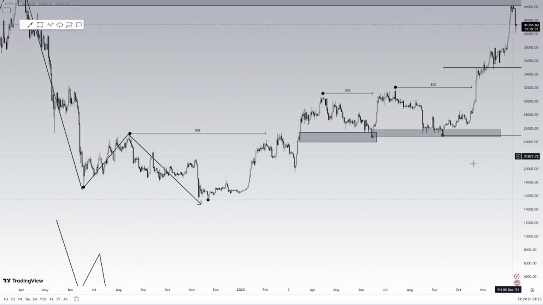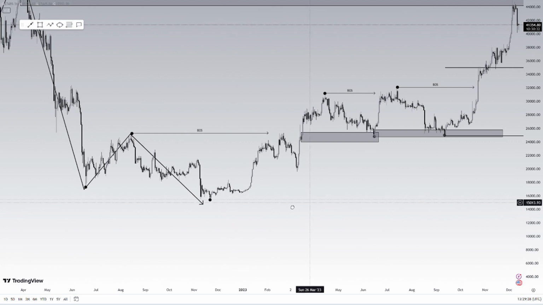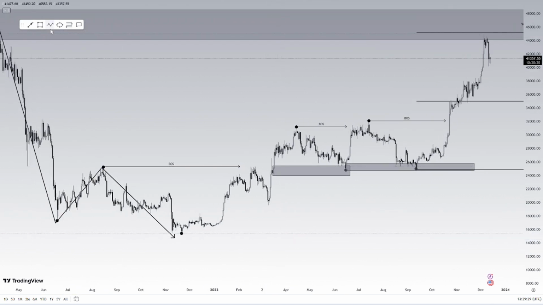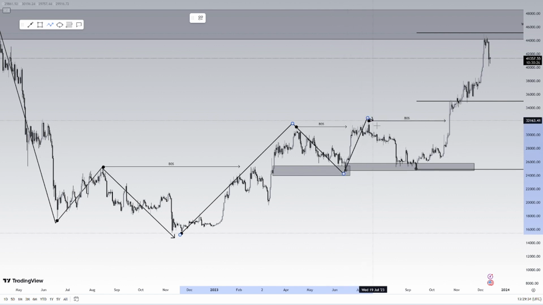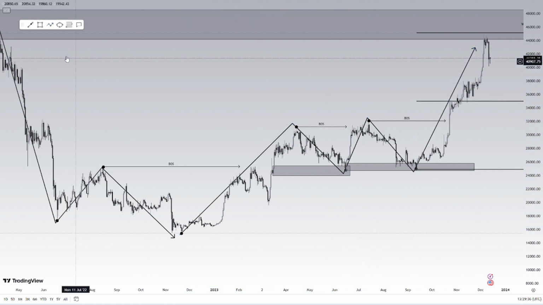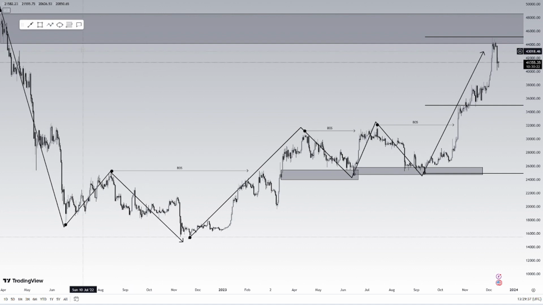Now what we see over here is we see price shifting structure bullish, right? So we see price giving us a structural shift to the upside, BOS, and another BOS, and one more BOS, right? So what we see over here is a classic example of CHoCH versus BOS, right?